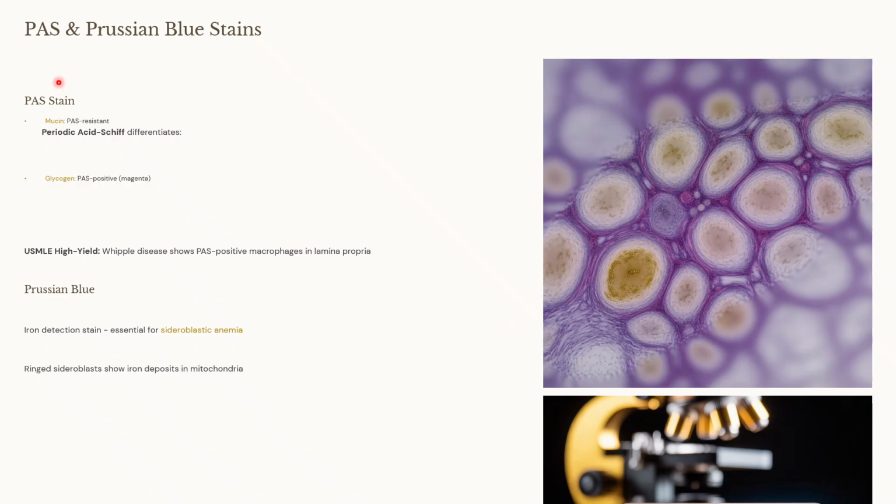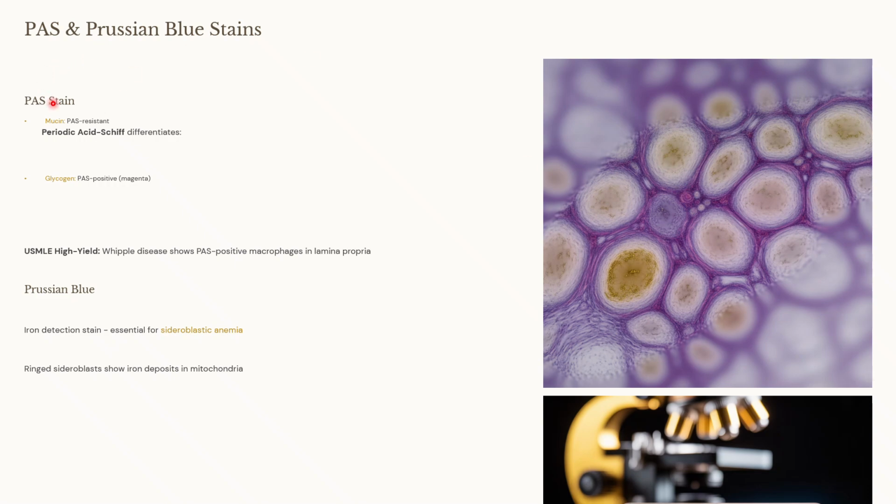What about the PAS and the Prussian blue stains? The Prussian blue stain is useful for iron detection. This is essential for any places where we need to detect iron, like in sideroblastic anemia, where iron deposits are present in the mitochondria.